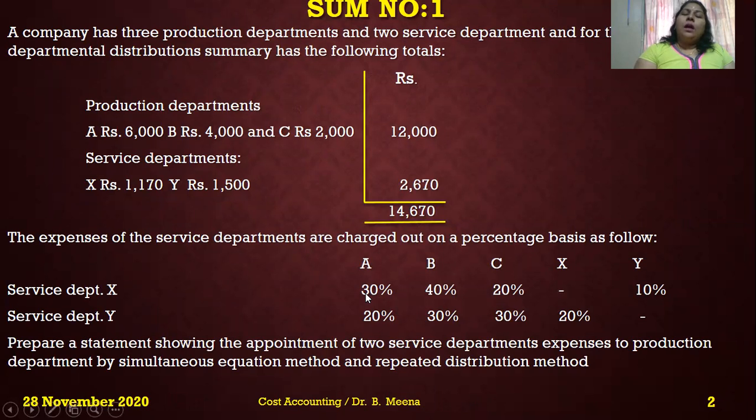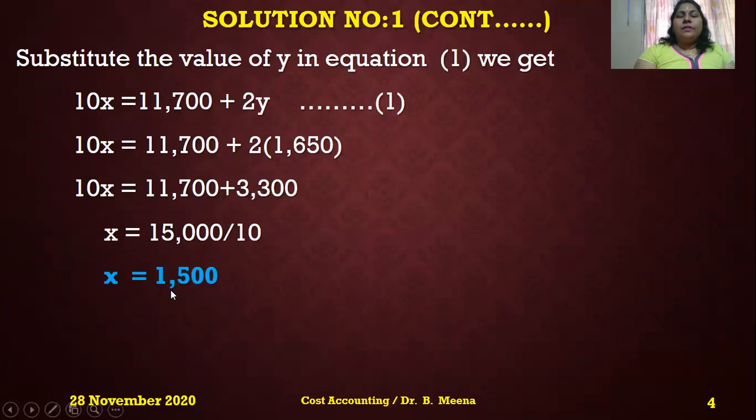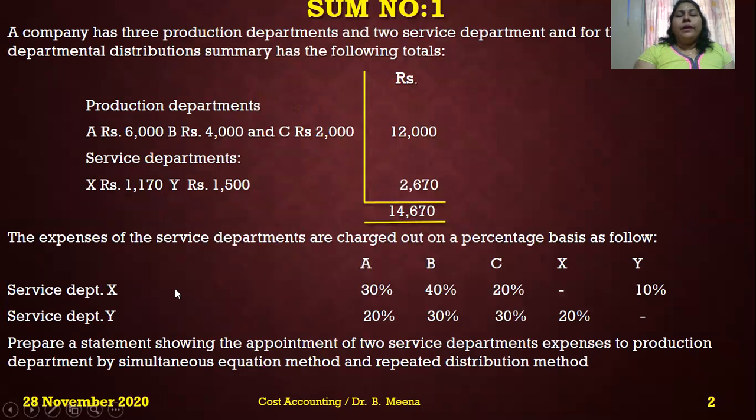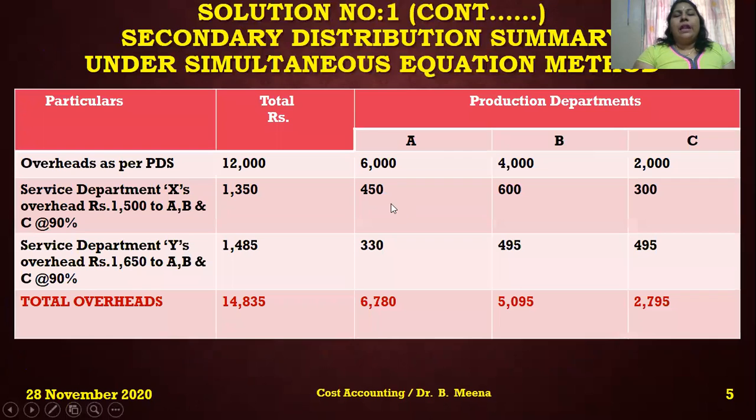In the A column, what is that? 1,500 is the x value. 1,500 into 30 percent, 1,500 into 40 percent, 1,500 into 20 percent, in the respective columns of A, B, and C. Then I'll get 450, and then 600, and 300 for C. Then I'll move on to the next service department.